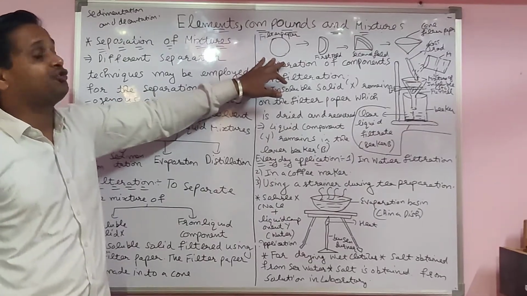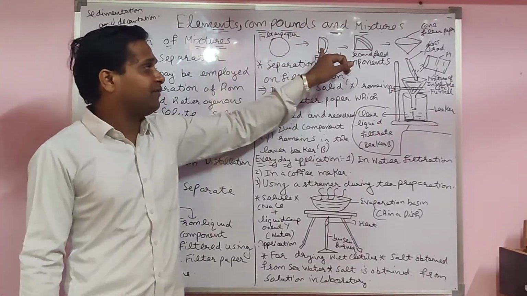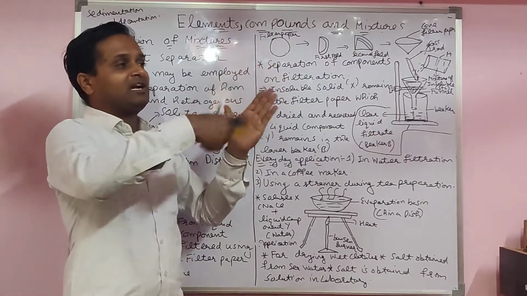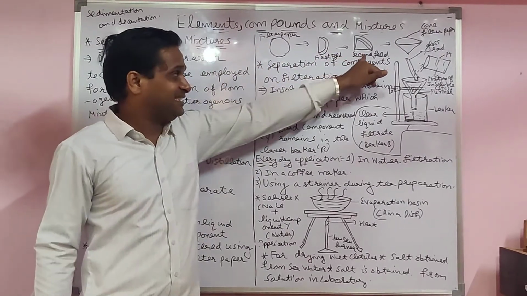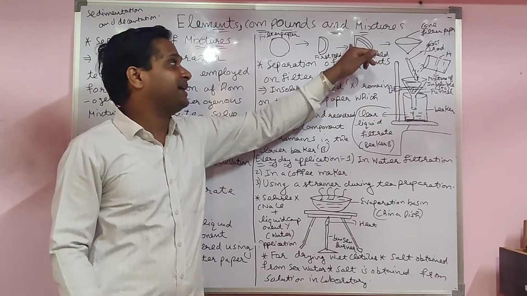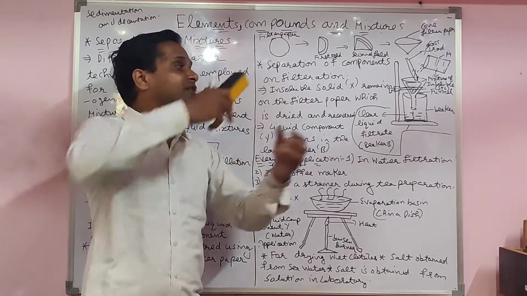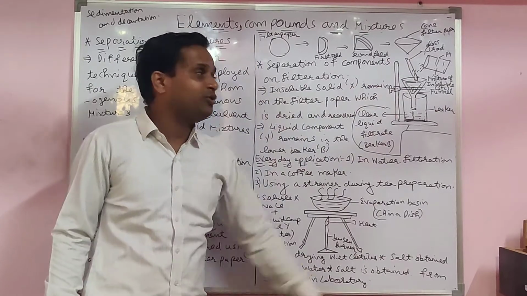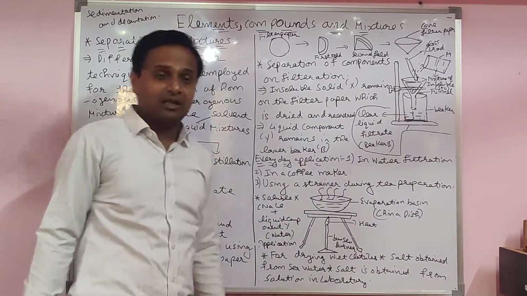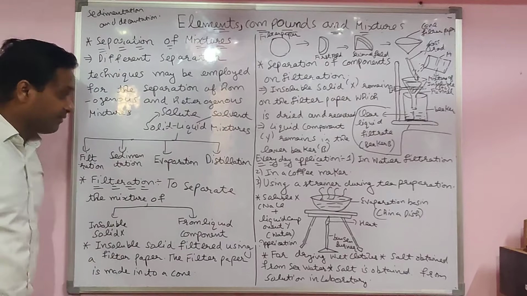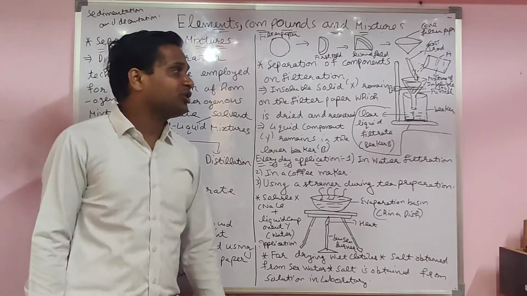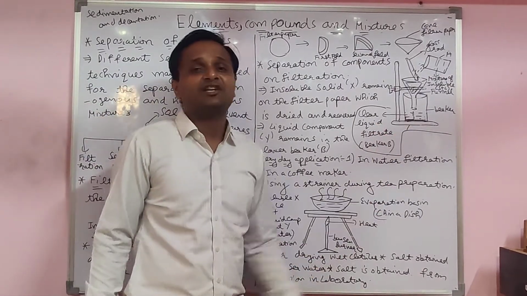It is a round shape. Give the first fold like this. Then the second fold like this to make a semicircle, and then a quarter, like this. Open it from between and it looks like a cone. You are able to put it in the funnel. So now you see how you are able to separate by using the filtration method.